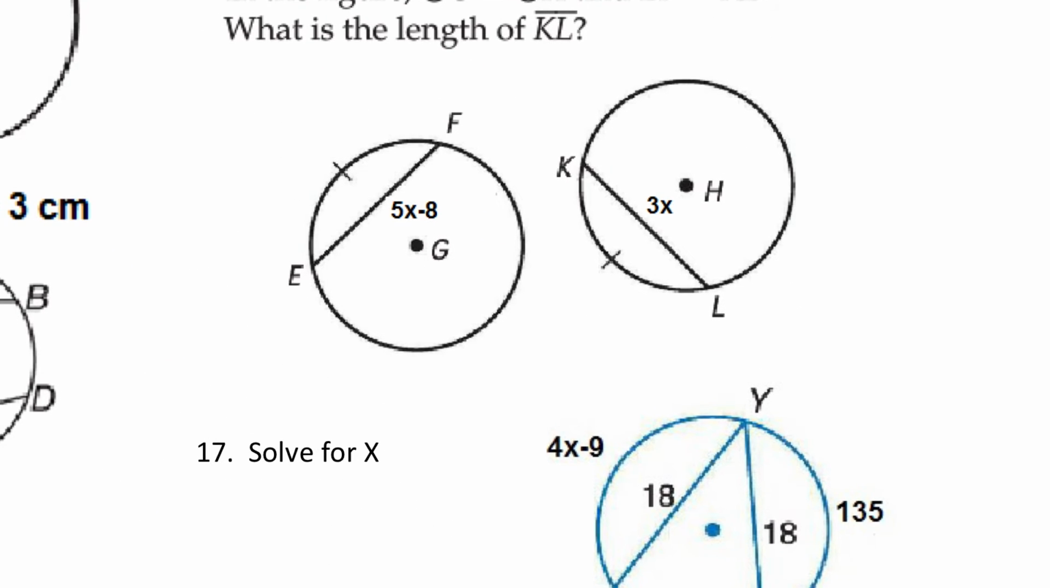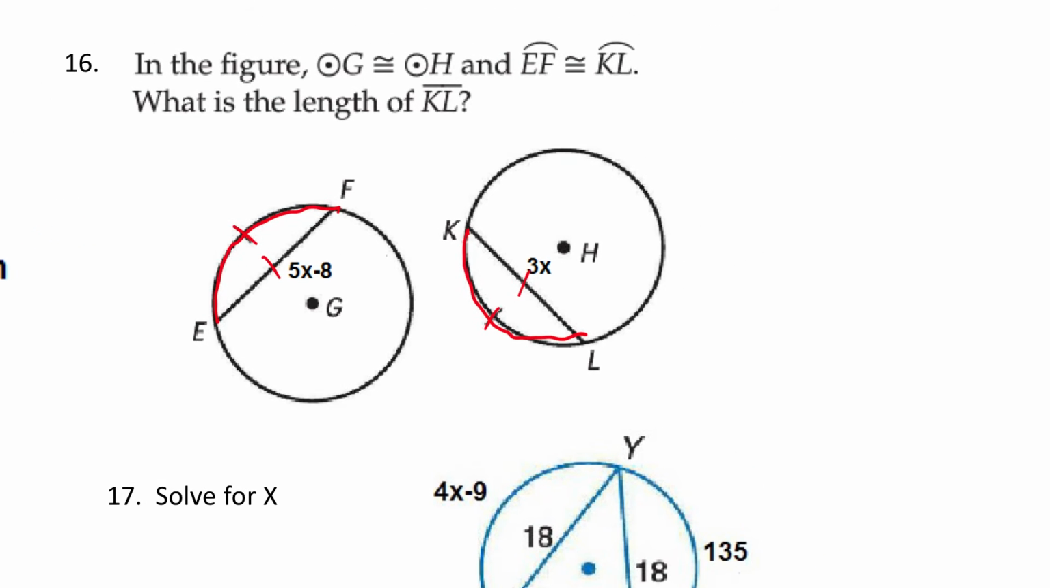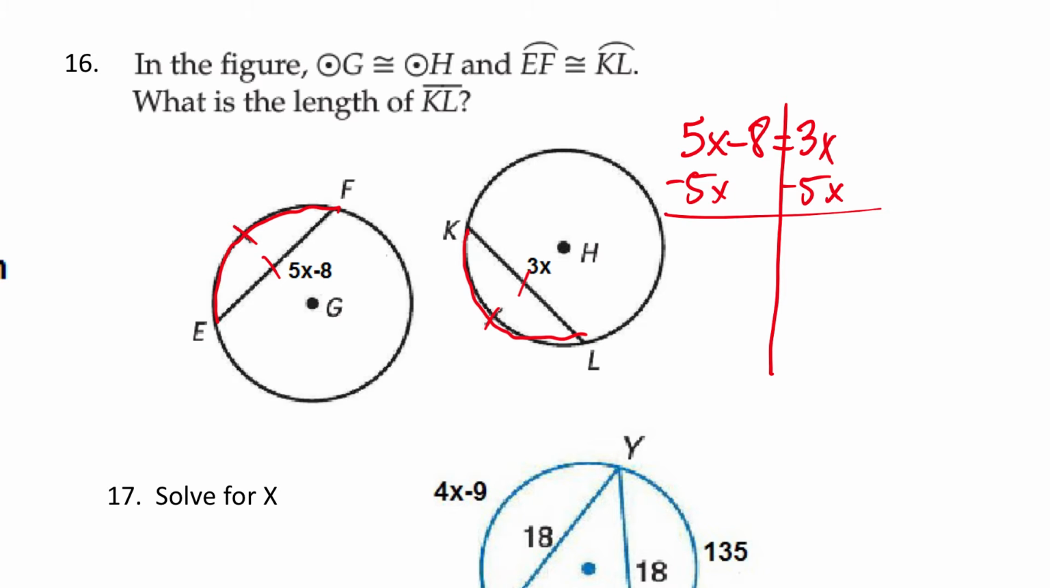Okay, number 16. This arc is congruent to this arc. When that happens, that means that this chord and this chord are congruent. So we're going to set them equal and solve for x. We have 5x minus 8 equals 3x. Minus 5x gives us negative 8 equal to negative 2x. Divide by negative 2.